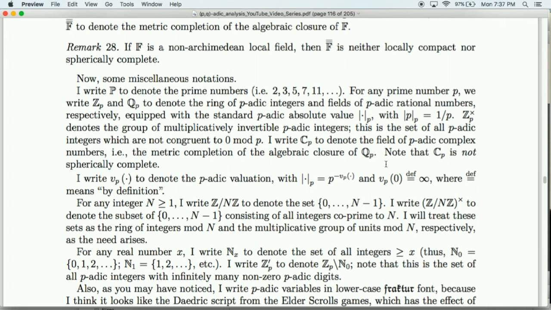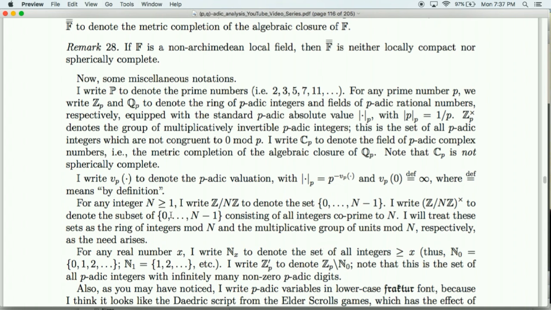Note again that C_p is neither spherically complete nor locally compact, though neither of those facts will be relevant here. v_p is the p-adic valuation, so that the p-adic absolute value is p to the negative v_p, and v_p of 0 is defined to be infinity, where the little def over equals means by definition.